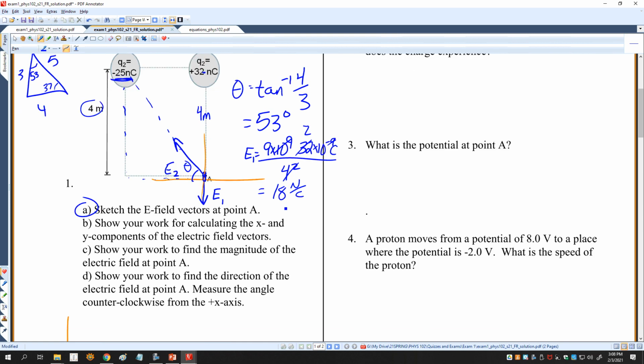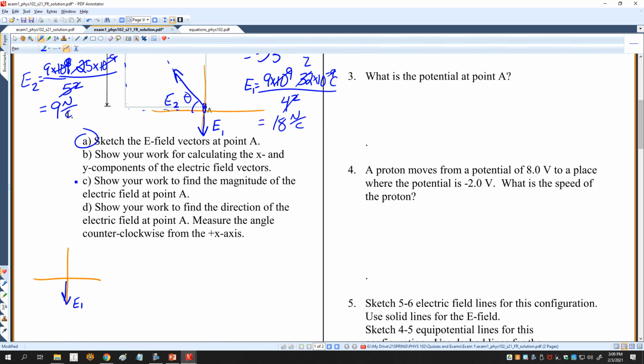And then E2 is going to be 9 times 10 to the 9th, 25 times 10 to the minus 9, divided by the distance. That's 5 meters right here. It's a 3, 4, 5 triangle. Cancels there, there, and there. That should be a 9. That's 9 newtons per coulomb.